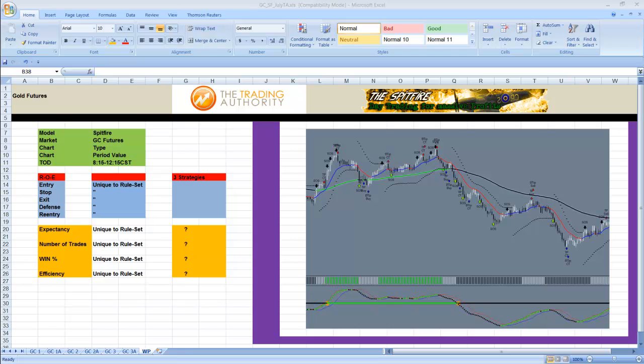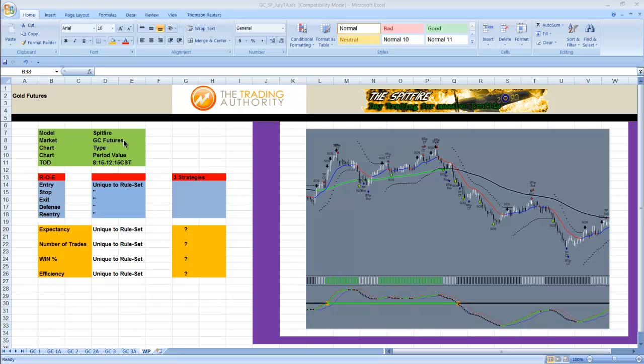This time, win percentage. When we talk about win percentage, there are some consistencies that need to exist before we ever get there. So, for starters, we need to have a model. Whatever you choose to trade off of, we're talking about visually based, chart-driven trading, you need to have a model. Obviously, I'm using the Spitfire here. Whatever your model is, that is step one.